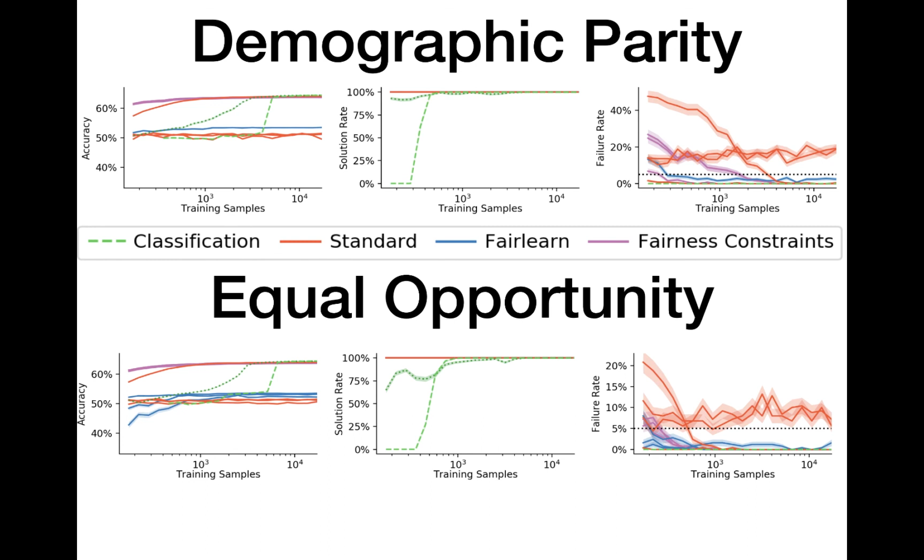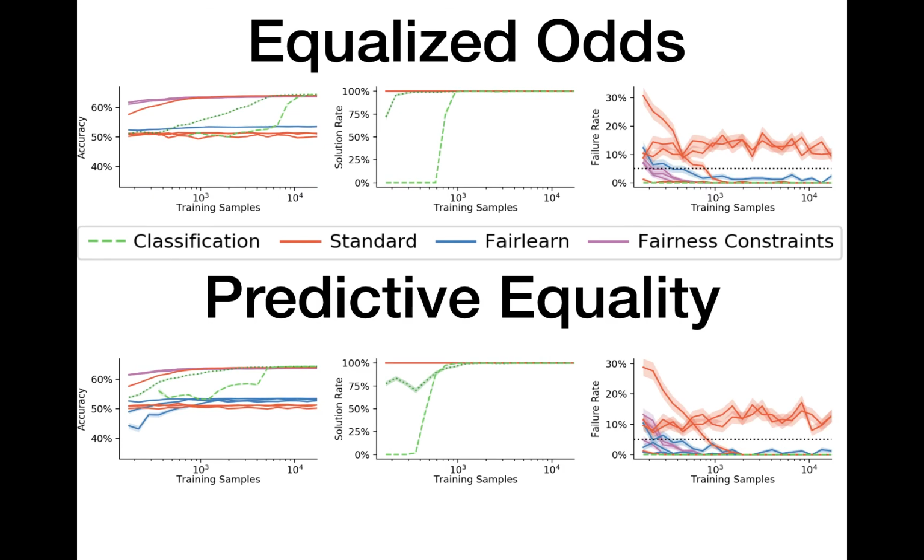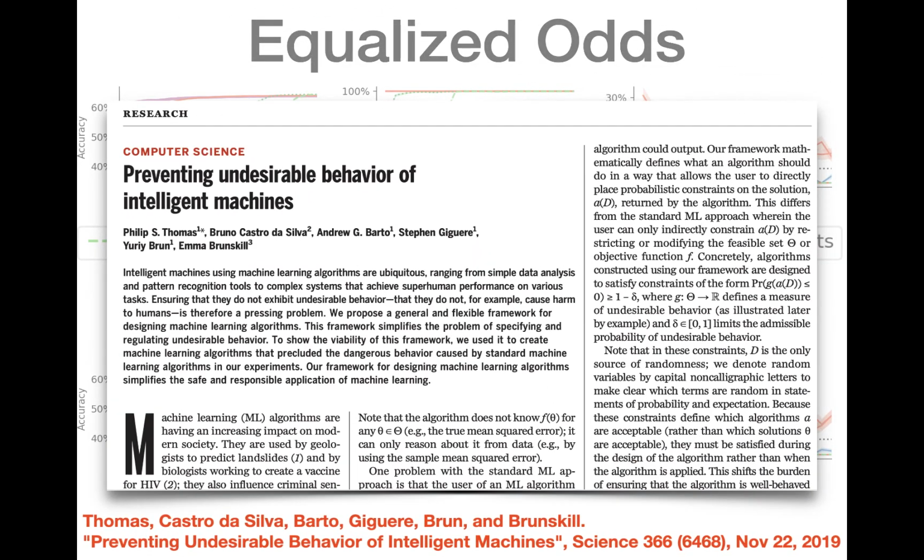Here's how our algorithms perform with demographic parity and equal opportunity. Some of the competitors do a little better, but we still guarantee that we satisfy the requirement, and our accuracy is still maxing out for the larger training sets. Equalized odds and predictive equality: same story. I didn't have time to go into all the details. To read more about our work, check out our paper in the December 2019 issue of Science.